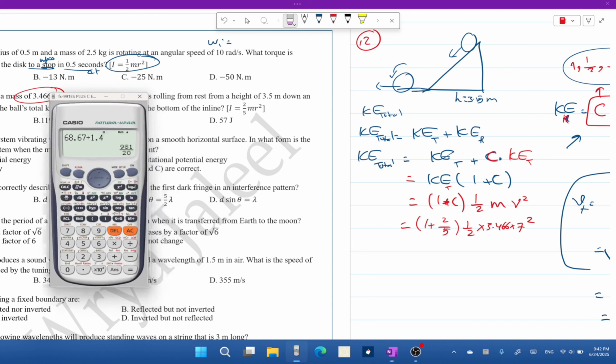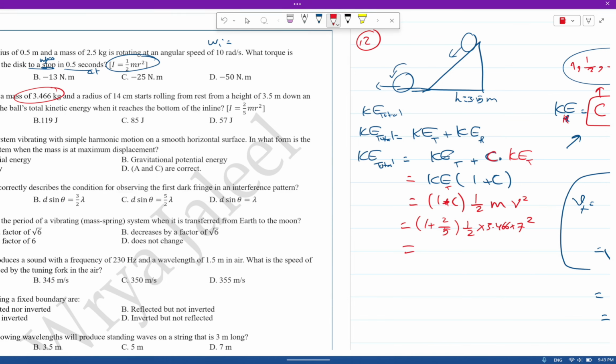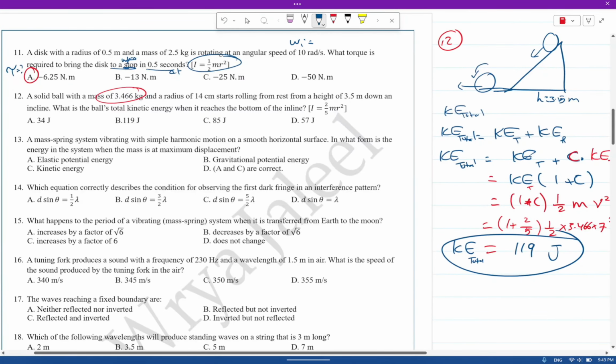Let's do the math for this one too. I'll do the bracket first: 2 divided by 5, then plus 1, so 1.4, times 1 over 2, which is 0.5, times the mass, which is 3.466, times the velocity, 7 squared. So the answer is 118.8. And of course, by rounding, we can say 119. So we can say the total kinetic energy is 119 joules. Do we have this? Yes, and that is option B here.